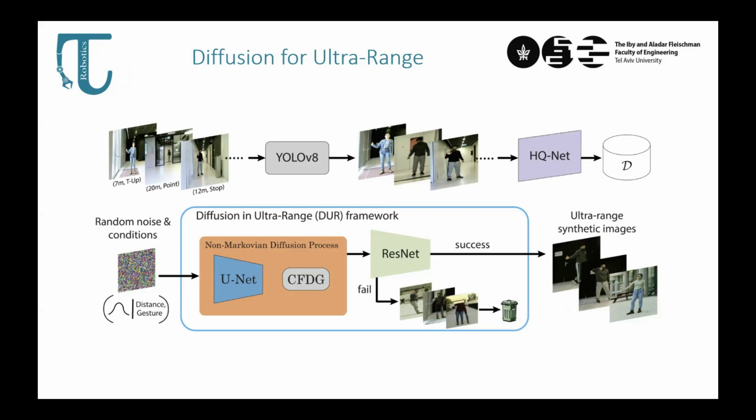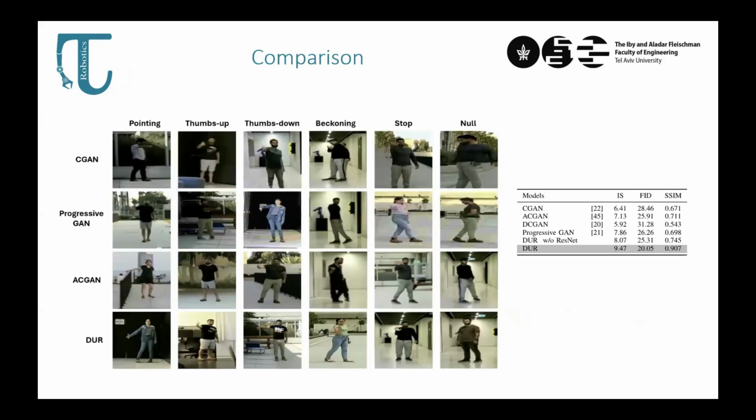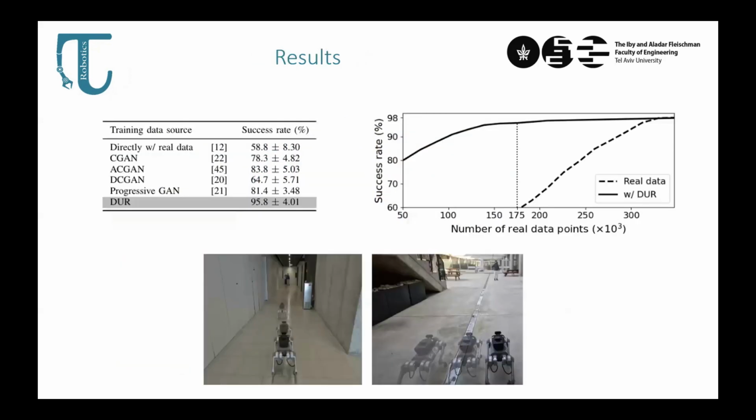Here we also collect a limited amount of data. We had some data, and now we don't have to collect a lot of it. So here you see a few comparisons. This is our model, and these are synthetic images. And you can see different conditional GANs, and here is our model. These are my students, but still they're synthetic. And even the quality measures are quite good.